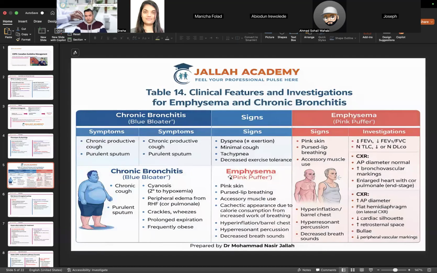So this is a picture. I think you should have it in your notes. Basically, for chronic bronchitis, B, blue bloater. So the patient is usually a little bit cyanotic. Comparing to this one, the patient will be pink, with pursed lip breathing, and tachypneic.